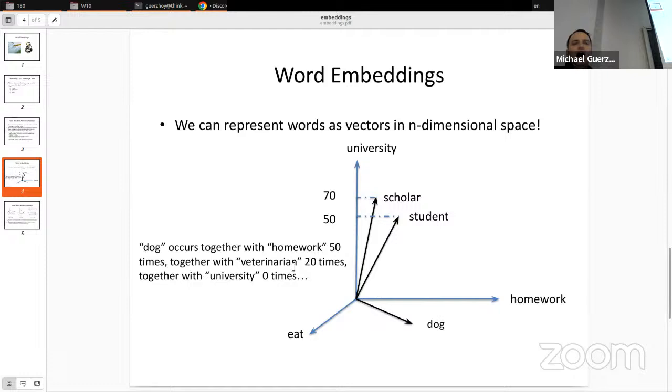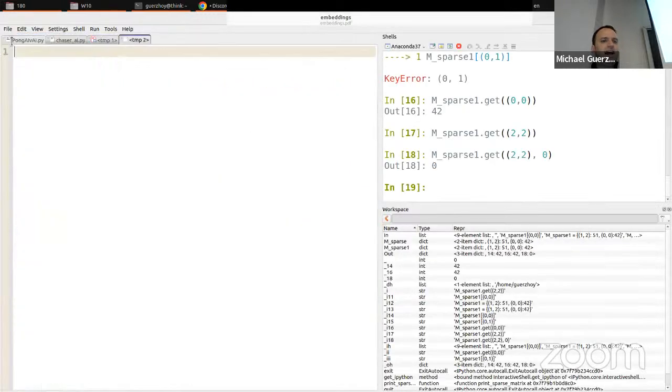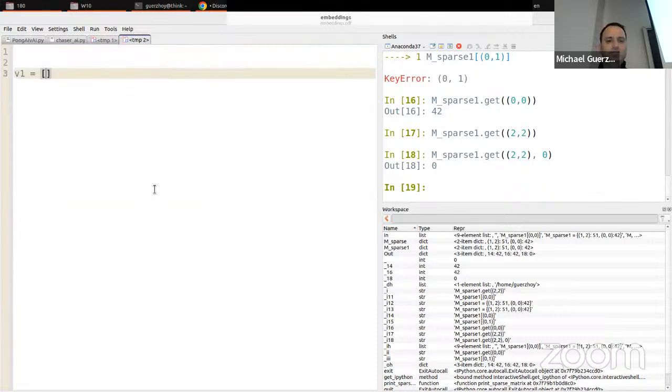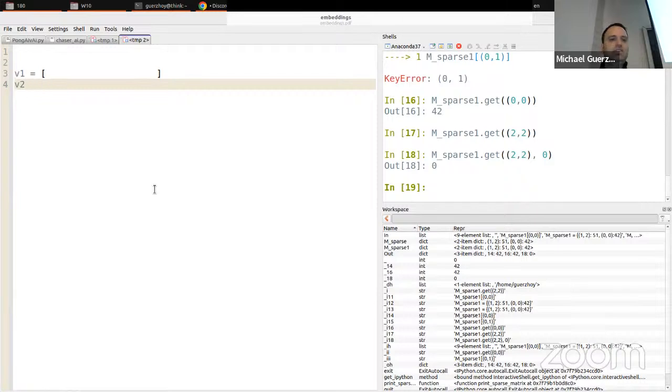So how do we operationalize that? So two things. One thing we need to figure out is how to store those vectors. And another thing we need to figure out is, once we store them, how do we actually say those vectors are close together, those vectors are far apart? There's several ways. So let's say that we have two vectors. So V1 is this. And V2 is this.